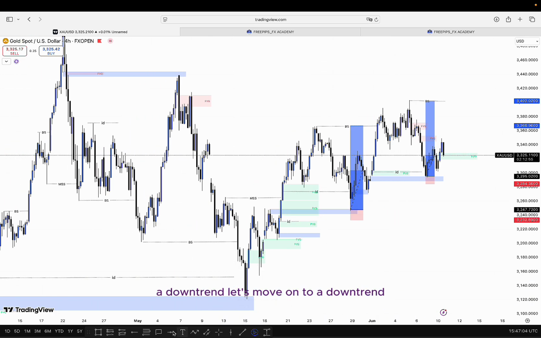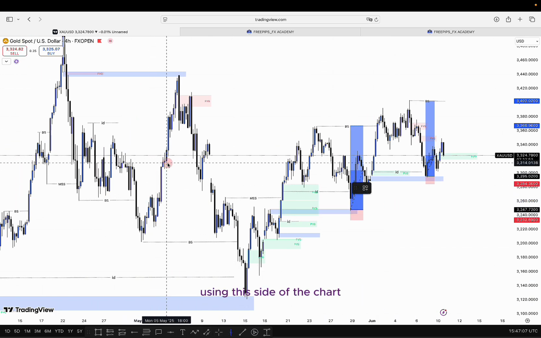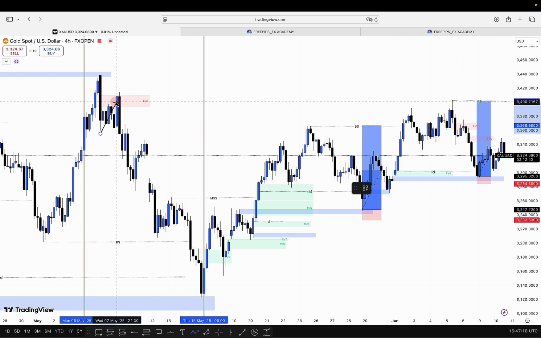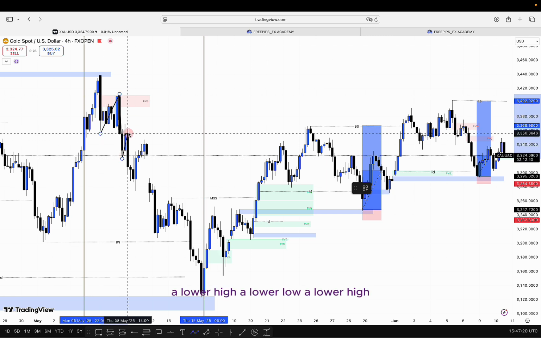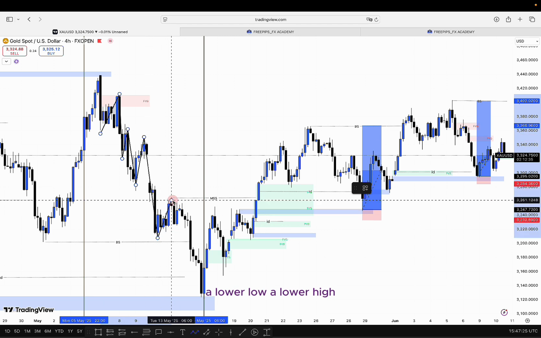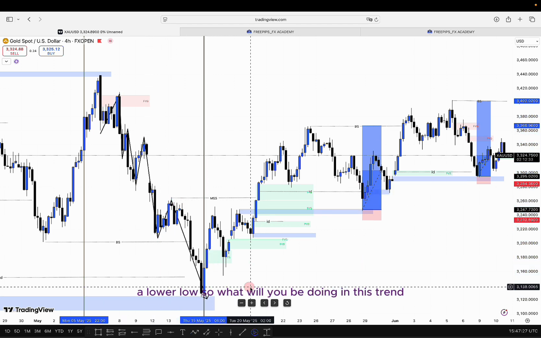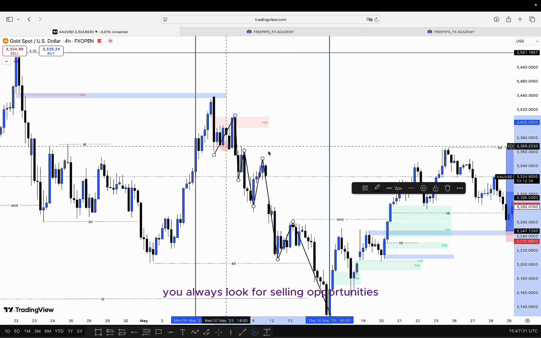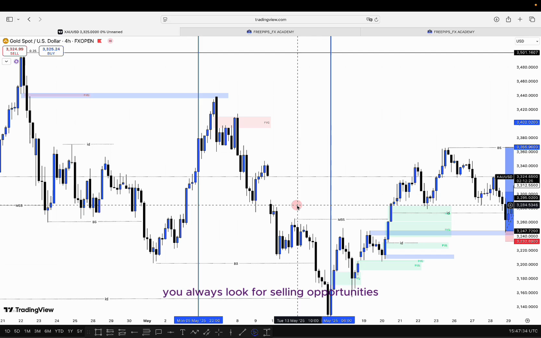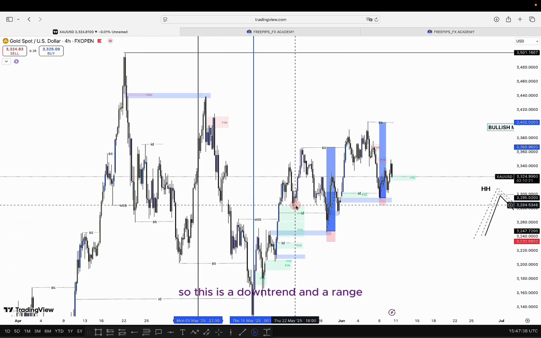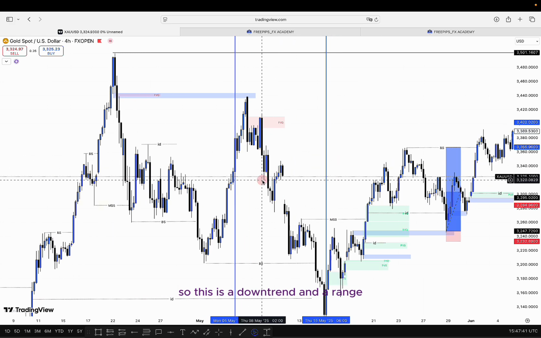A downtrend. Let's move on to a downtrend using this side of the chart. Here is a low, a lower high, a lower low, a lower high, a lower low, a lower high, a lower low, a lower high, a lower low. So what will you be doing in this trend? You will always look for selling opportunities. Okay, so this is a downtrend.